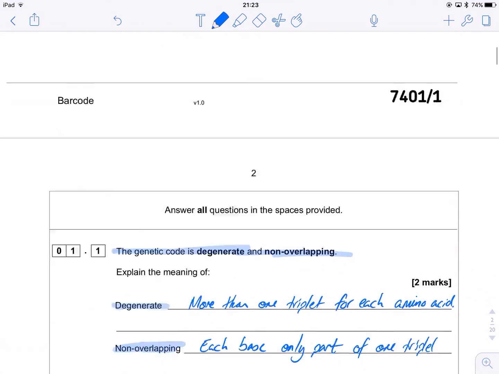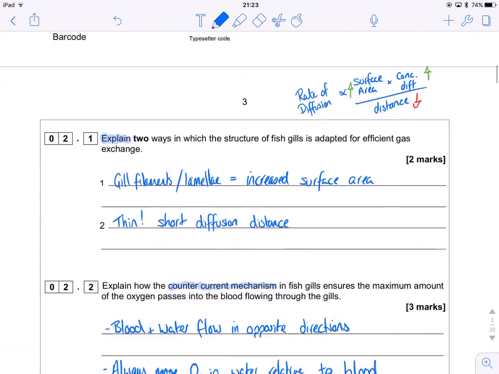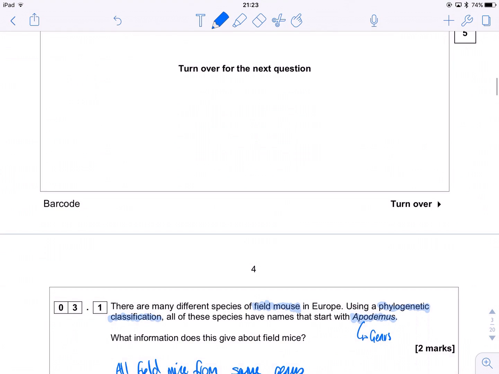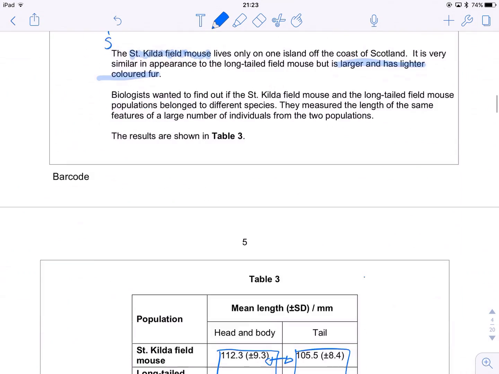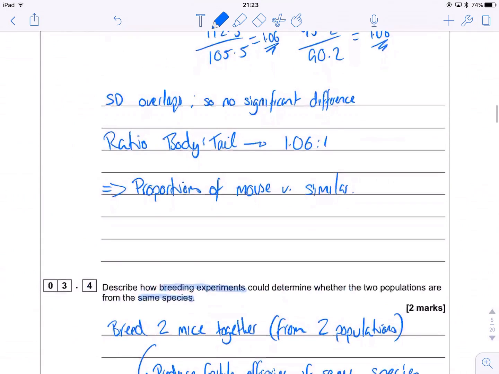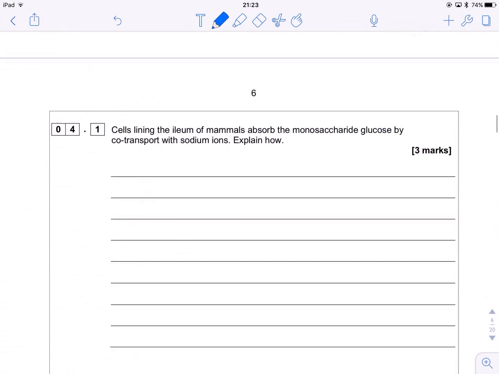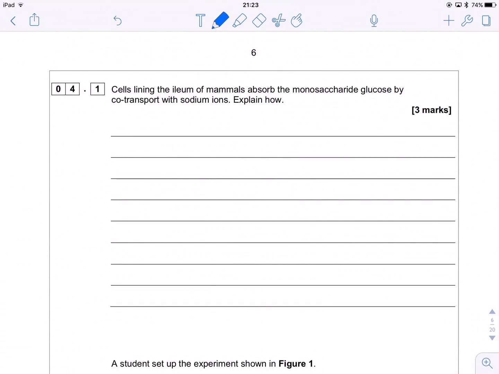We're going to look at question 4. We've done question 1, question 2, question 3, and now we're on to question 4, which is a really nice co-transport, facilitated diffusion, biochemical testing type question, which is great. And it's quite a good one. The first part of it is asking about co-transport in the small intestine.